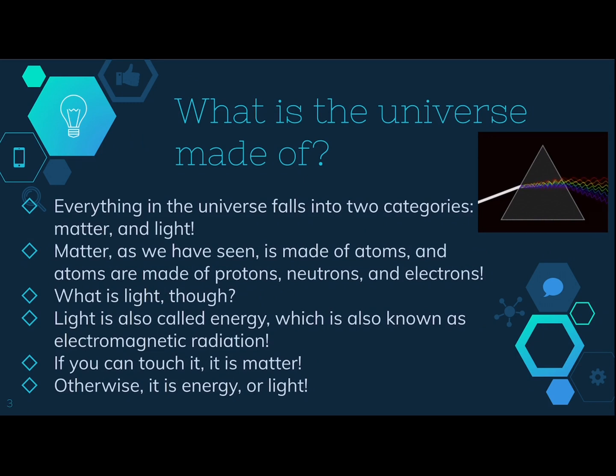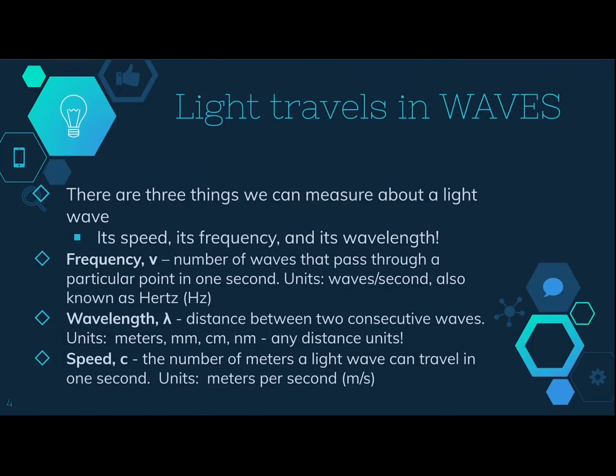All right. So here's a question. What is the universe made of? Everything in the universe falls into 2 categories, matter and light. Matter, as we have seen, is made of atoms, and atoms are made of protons, neutrons, and electrons. Light is also energy, but more specifically, it's electromagnetic radiation. If you can touch it, it's matter. Otherwise, it's energy or light.